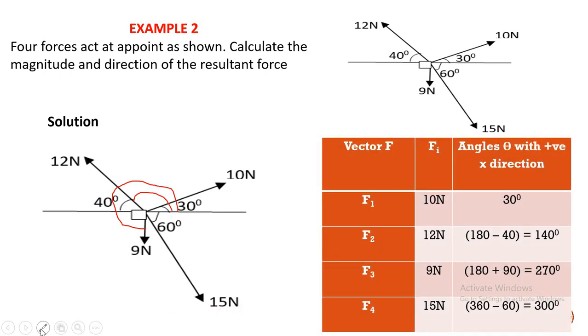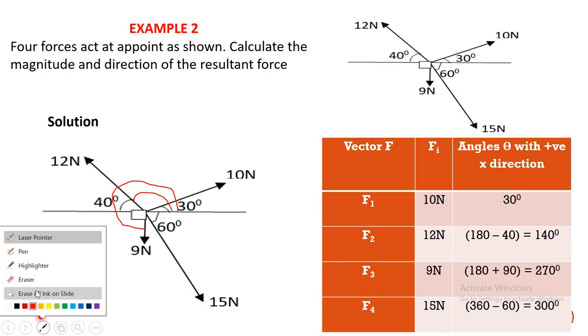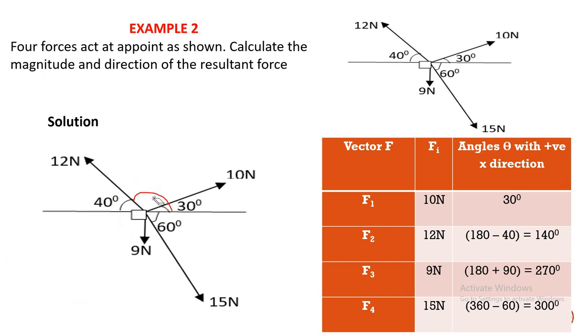So let me remove all this annotation. The 10 Newton force is obvious, it makes an angle of 30 degrees with the positive x-axis, but the 12 Newton force doesn't make an angle of 40 degrees with the positive x-axis. It makes an angle of 40 degrees with the negative x-axis. So we need to find the angle it makes with the positive x-axis.